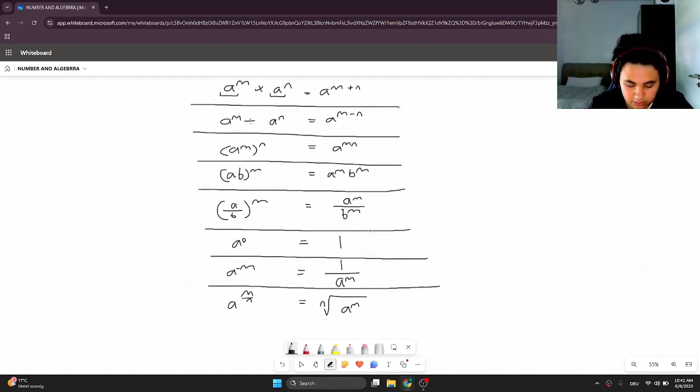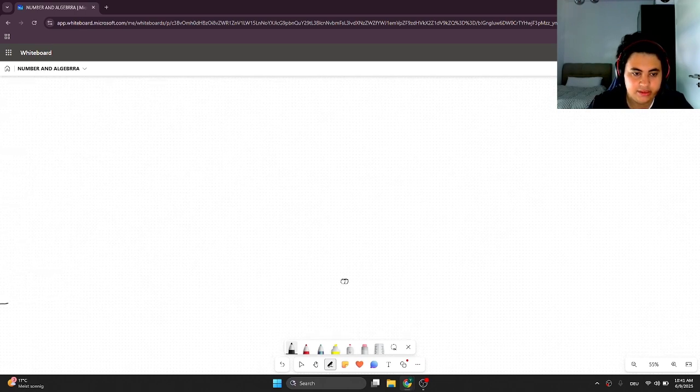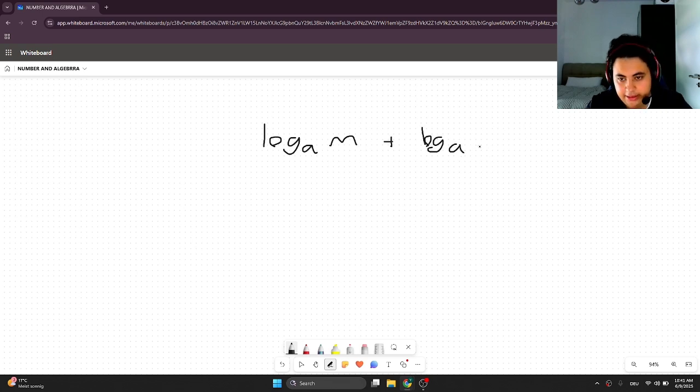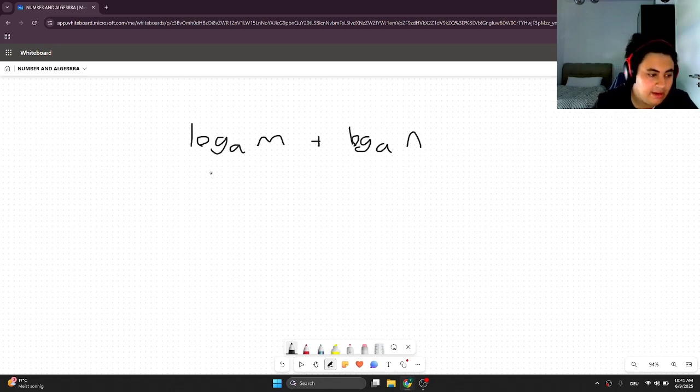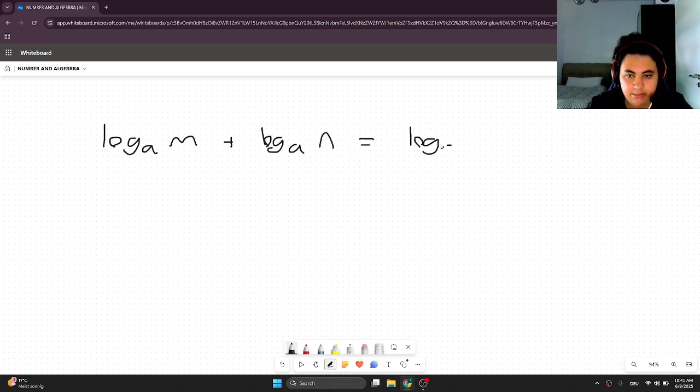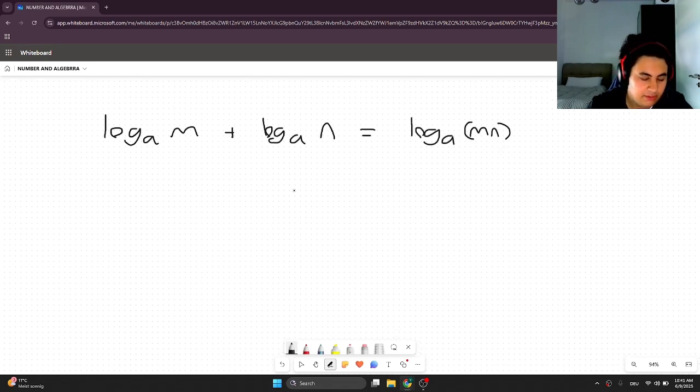Okay. So now let's move on to laws of logarithms. So first of all, let's say you have log base a of m plus log base a of n. Here you have the same bases for your log, so you have log a and log a. Since you have the same base, you can therefore take m and n and multiply them by each other. So you can say log base a of m times n. This is how you can rewrite it.